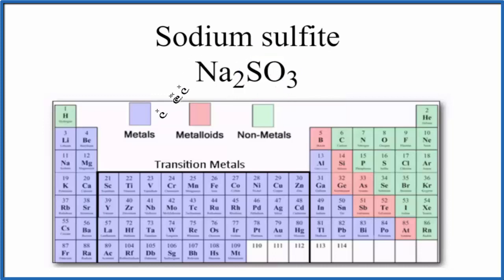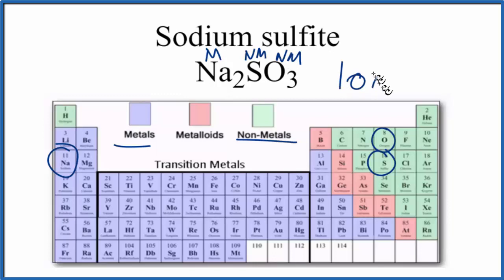Let's look at the periodic table and find sodium right here. That's a metal. And then sulfur and oxygen. Here's sulfur, here's oxygen. Those are nonmetals. So you have a metal and nonmetals. You have an ionic compound almost all the time. So since this is ionic, we really should look at the charge between the sodium ion and the sulfite ion.